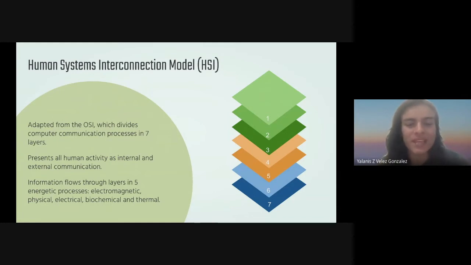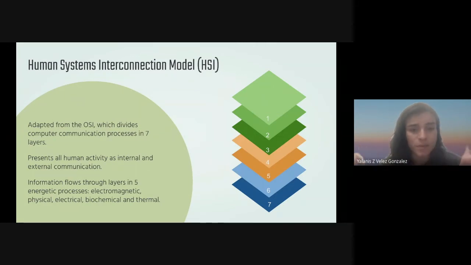And so in the same way that the OSI model helps better understand computer communication processes, the application of the HSI can lead to a clear understanding of human behavior, which can lead to us making better decisions for ourselves and our surroundings.